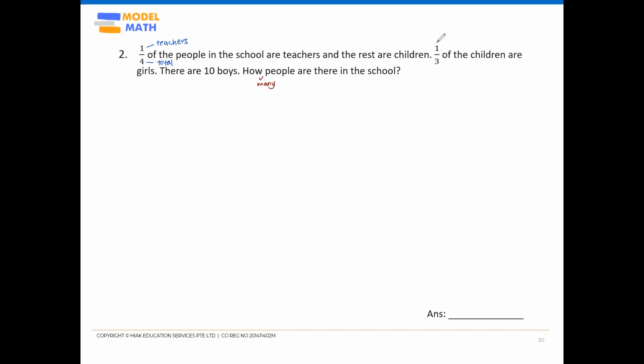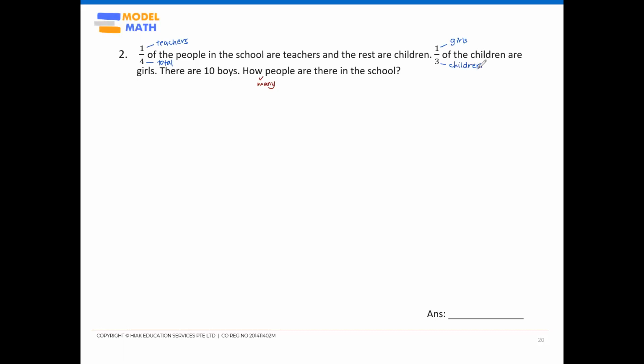Now let's move on to the second fraction. 1/3 of the children are girls. So 1 unit here represents the girls. And who does the 3 represent? Again, I will see the word "of the children". 1/3 of the children are girls. Girls we already know is 1 unit. So 3 units here have to be the children.